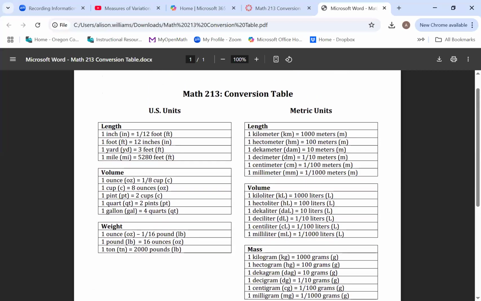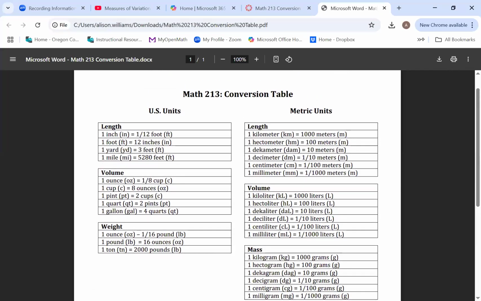This handout will be provided on the final exam. You will not have to memorize these. There are some small things you might be asked, like days in the week or something like that. But for any type of measurement like these, you will be using this conversion table. You don't have to have it memorized.